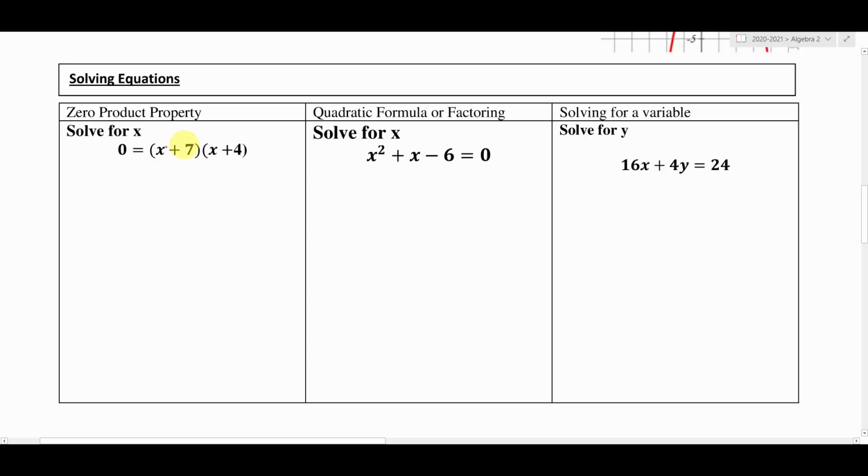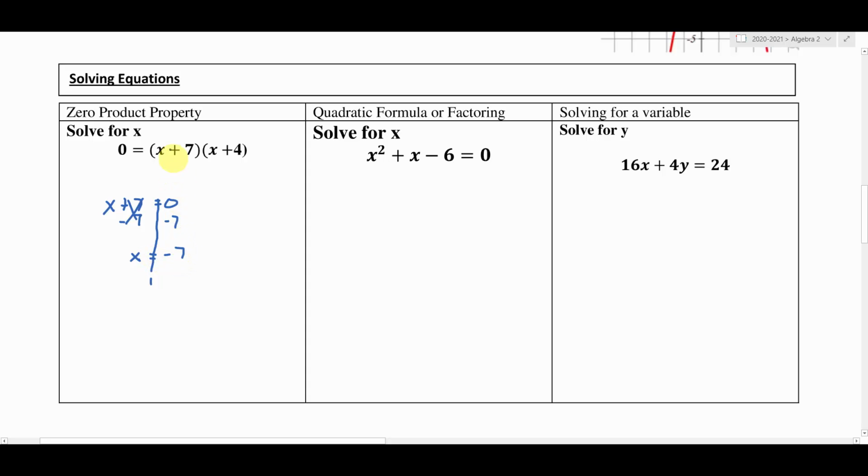It's a situation where I have two factors that are being multiplied by each other to get zero. And the idea is that if you multiply any two things together and get a zero, that means one of them has to be a zero. So first I'm going to say, let x plus 7 equal 0. And then I'll solve this little mini equation. I'll subtract 7 from both sides, and the 7's will cancel, and we'll say x equals negative 7.